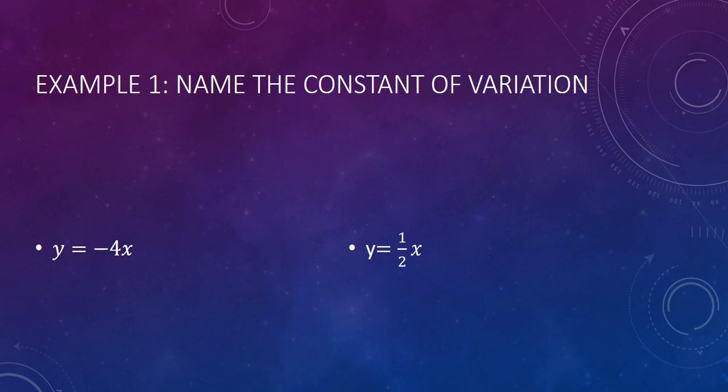So example 1, name the constant of variation. So remember y equals kx, or you can do y equals mx. Either way, the slope and the constant of variation are the same number. They're in the same spot. So in these two examples, -4 is our constant of variation, and 1/2 is our constant of variation, or slope.